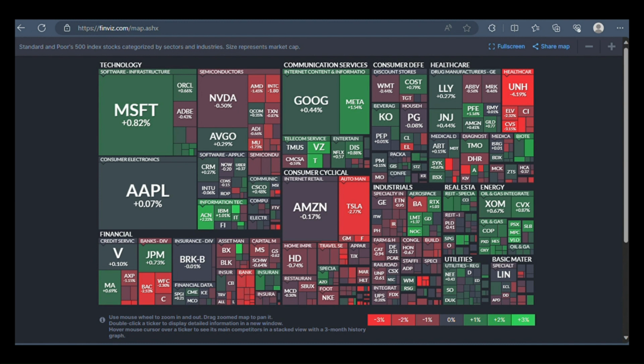We have first and foremost technology, then you have communication services, you have consumer defensive, you got healthcare, energy, consumer cyclical, financial, real estate, industrials, the utility sector, and basic materials. So those are the 11 sectors. And we're going to do a really quick description of each one of them.